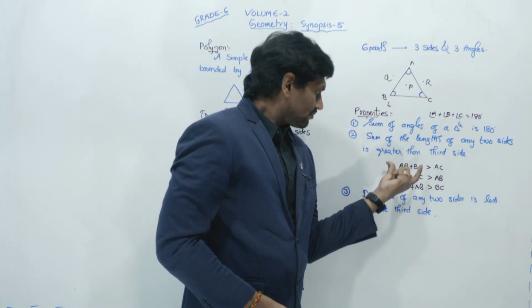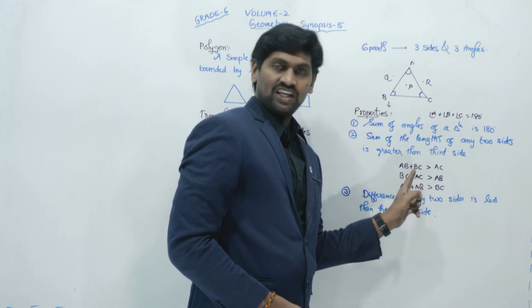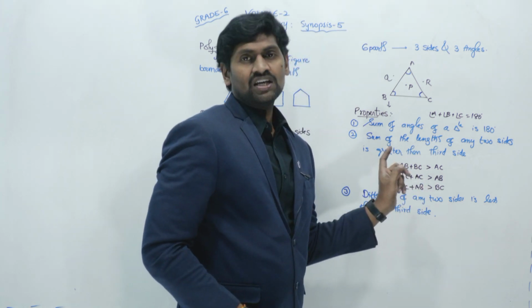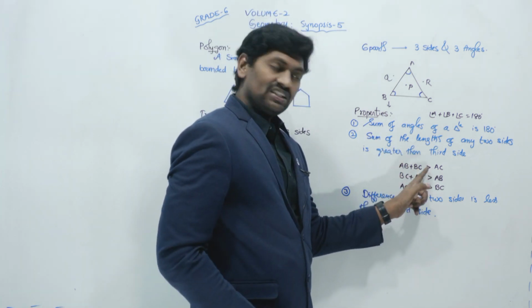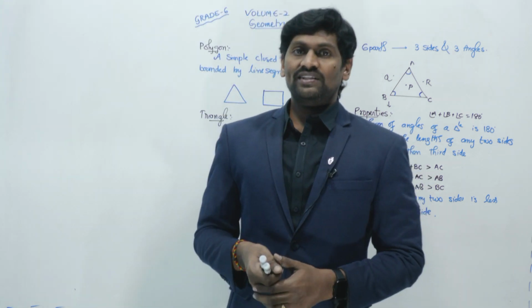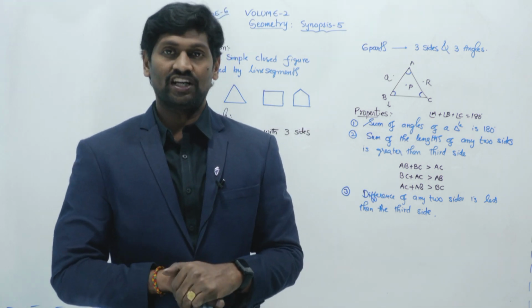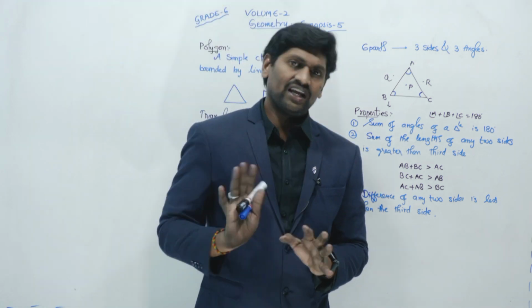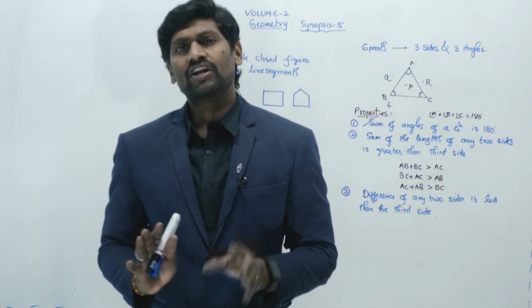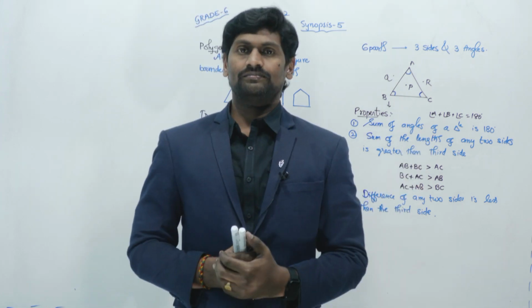Same three sides, that means the same properties we can take like this, the same line segments we can take, but in between you take the minus symbol, and this greater than symbol will be a less than symbol. That is, the difference between any two sides is less than the third side. These are the main three properties of a triangle. If you take any triangle, any different type of triangle, the triangle must follow these three rules.